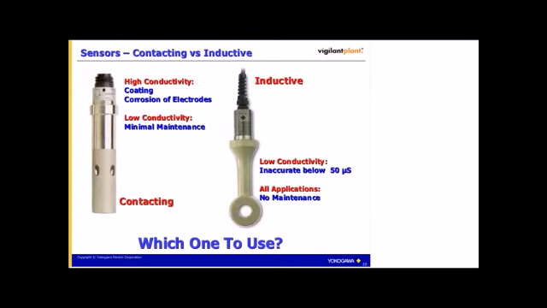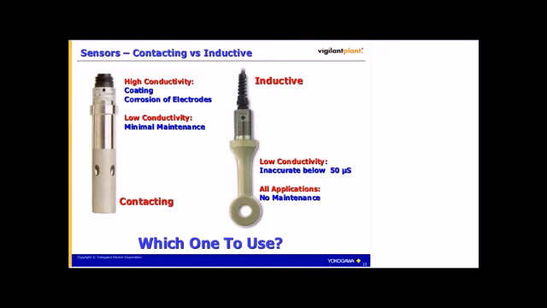As we've mentioned a couple of times previously, there are two common sensor designs currently used for conductivity measurements. It's contacting and inductive, and inductive is also known as toroidal or electrodeless. And the key differences to consider when deciding which type of sensor to select are maintenance and accuracy.